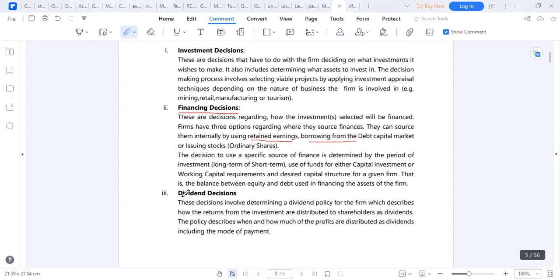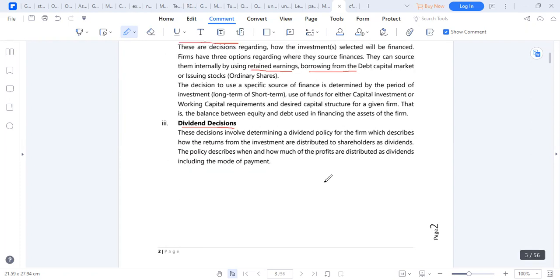So we also go to the dividend decisions. When you're dealing with dividend decisions, they basically involve us determining a policy that is appropriate for a firm. This policy should describe how the returns from the investment should be distributed to the owners of the business, the shareholders. So you need to choose what dividend policy is appropriate for a particular company.